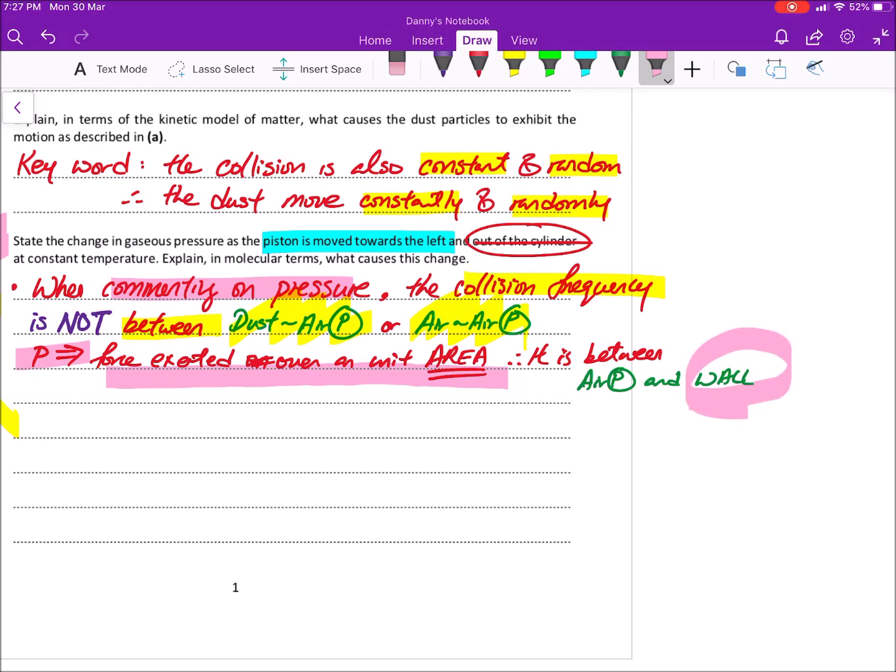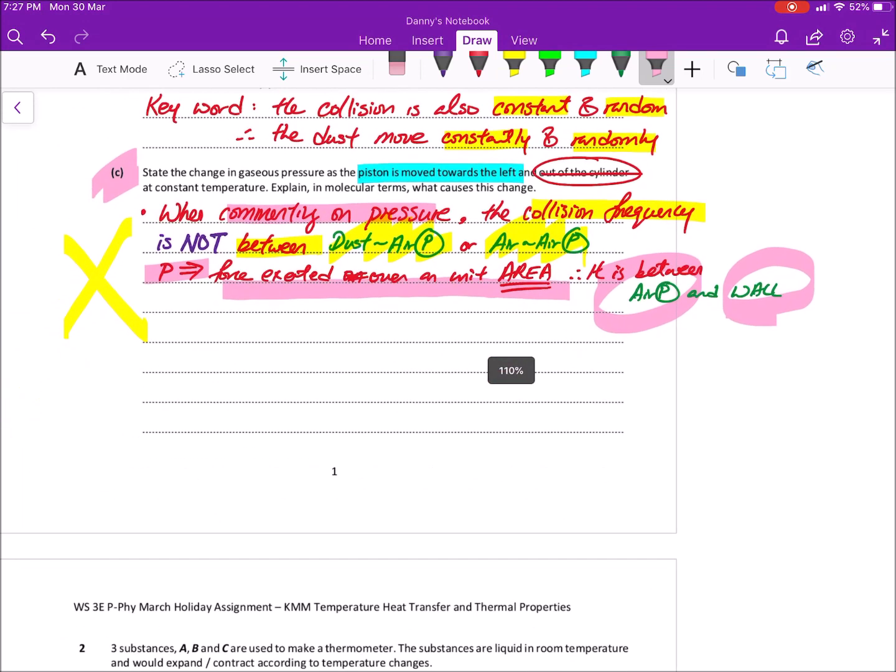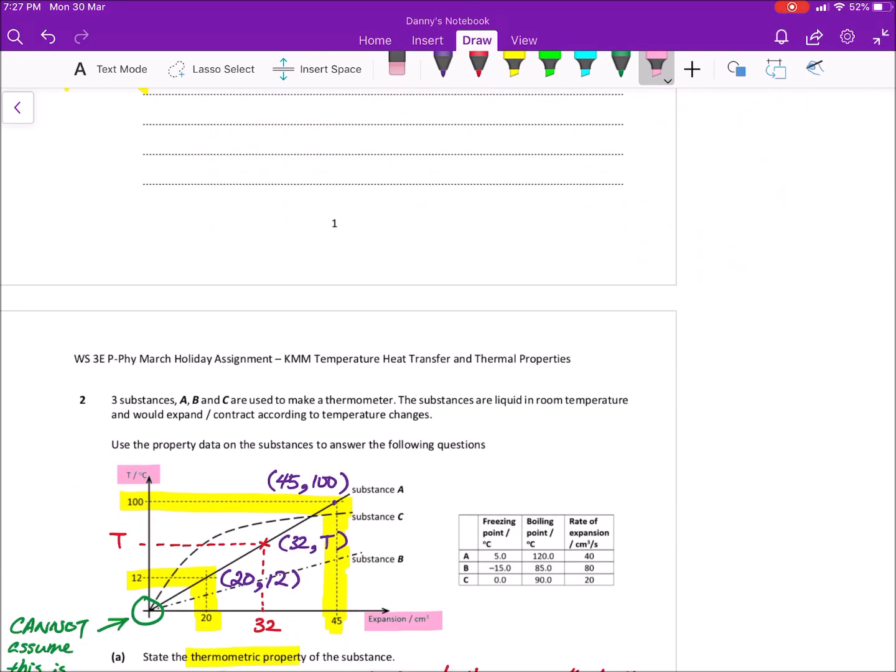And what is knocking onto the wall? It is the air particle, because the dust particle is passive. They don't move. It is the air molecules that are moving. So there is a small detail that you need to pay attention to.